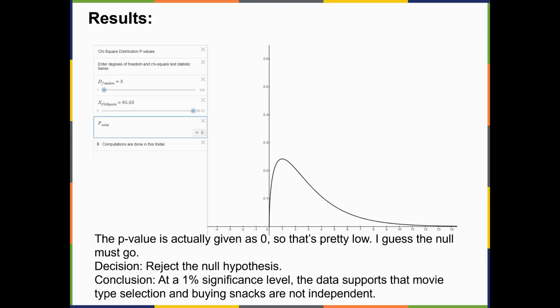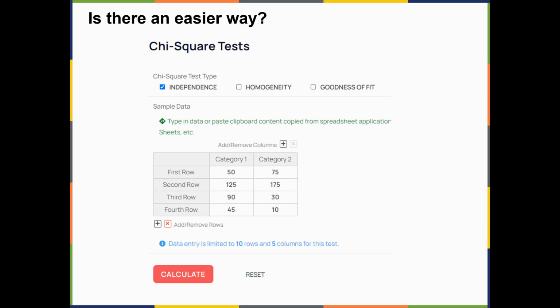Using my chi-square statistics calculator, I plug in 3 degrees of freedom with a chi-square value of 65.03, and I actually get a p-value of 0. That's pretty low, so I guess the null hypothesis must go. So my conclusion is, at a 1% significance level, the data supports that movie type selection and buying snacks are not independent.